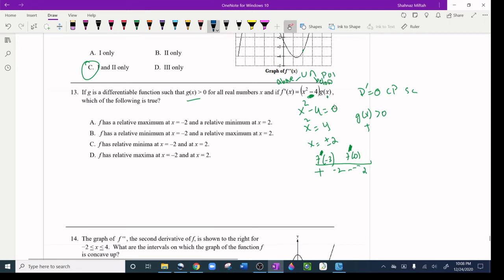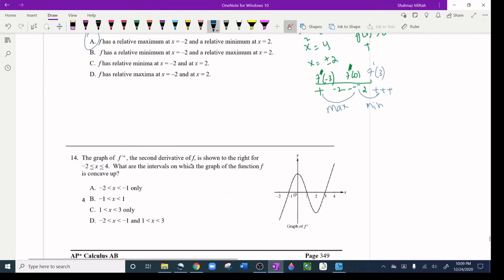Next one is f prime of 3. If I plug in 3, again it's going to give me positive. So at negative 2 I go from positive to negative, that's maximum. From negative to positive, that's minimum. So at 2 I have minimum, and at negative 2 I have maximum. F has a relative maximum at negative 2 and relative minimum at x equal 2. It's A. The rest of them, if you read them, are not true.